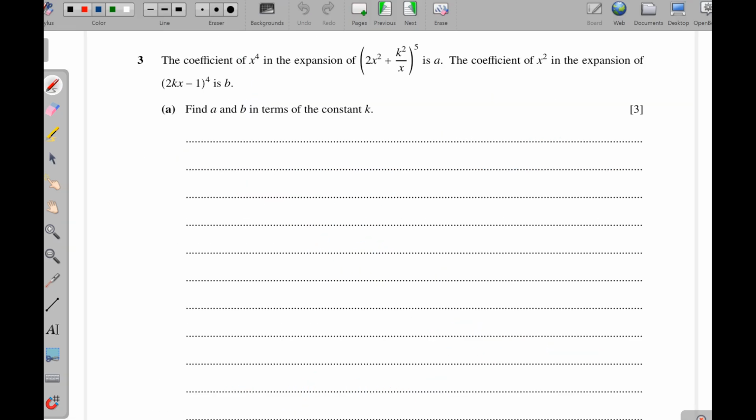2525. Question 3: the coefficient of x power 4 in the expansion of this one is a, then the coefficient of x squared in the expansion of this one is b. Find a and b in terms of k.